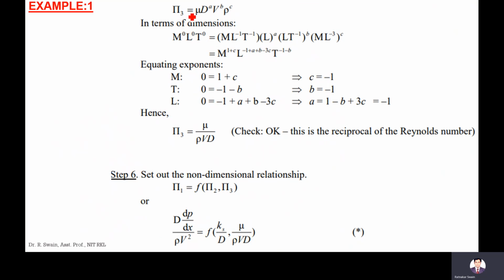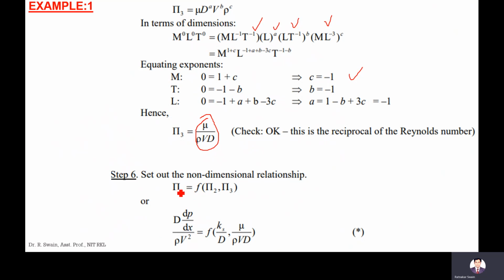See here Pi 3, mu into d to the power a, v to the power b, rho to the power c. Here you can write the mu dimension, d dimension, v dimension, rho dimension. If you solve the a, b, c values, we will get c as minus 1, b as minus 1, and a as minus 1. So if you put these values, we will get Pi 3 is equal to mu by rho v d, which is the reciprocal of the Reynolds number. Rho v d by mu is the Reynolds number.